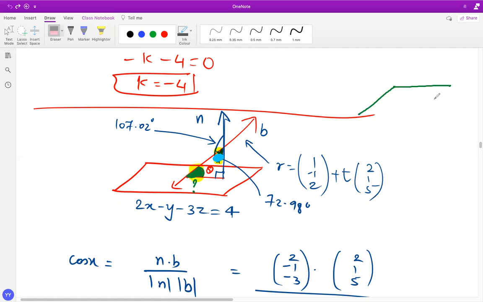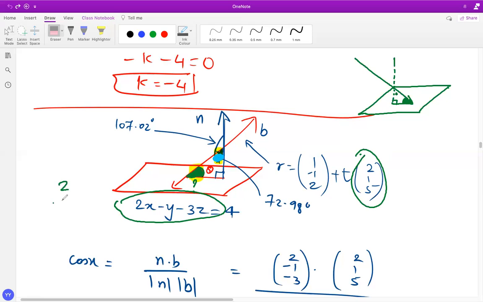So in short, a plane is here, and a line is intersecting, passing through the plane. I am finding this angle first, and then calculating this particular angle. So how do we do that? Obviously, they will give you the equation of the line, which is given as 2, 1, 5, and the equation of the normal you have to find out, which is 2, minus 1, and 3.